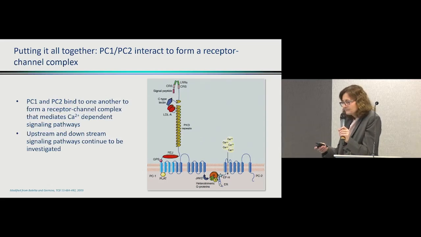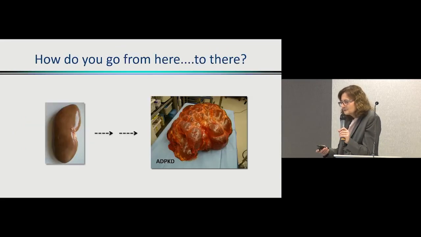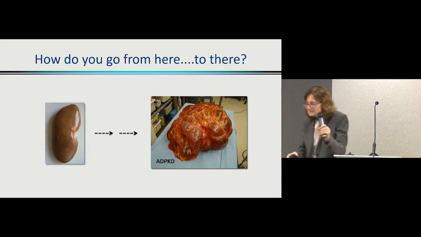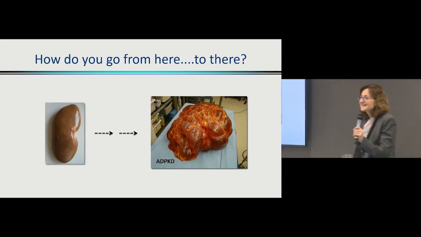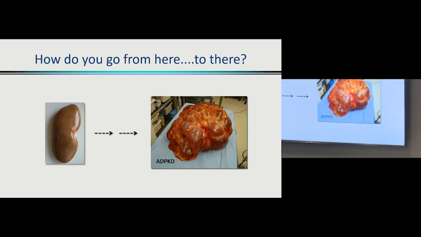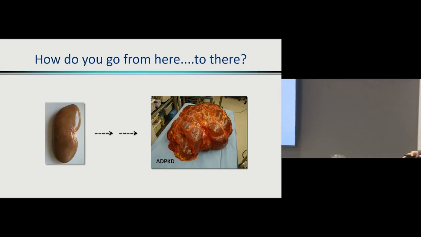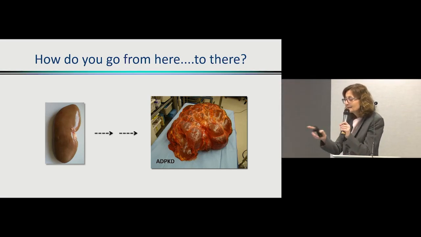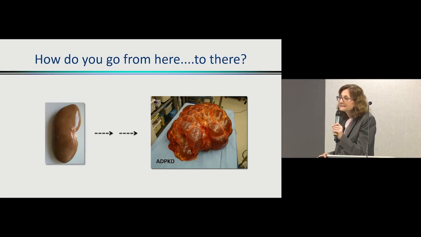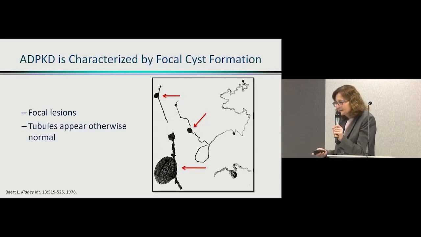So I think the question that York wants me to answer, which I'm not sure I can completely answer, but we'll try at least to give you an idea of where we stand, is how do you go from this normal kidney to that? And that kidney weighed 40 pounds when it was removed from a patient of mine. So how do you get from that? Obviously, it's a complicated process and it takes many decades. This isn't something that happens overnight.